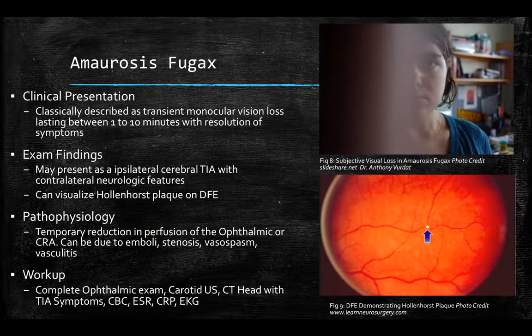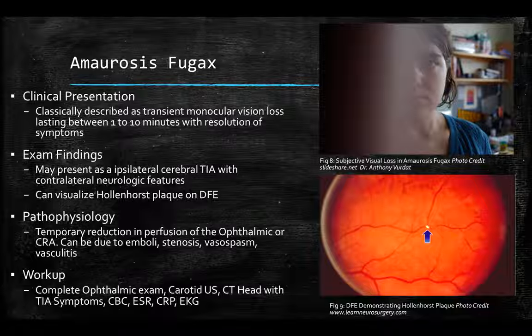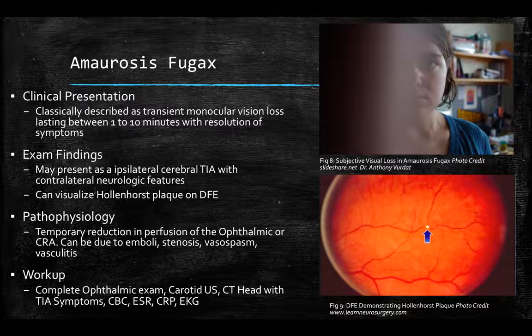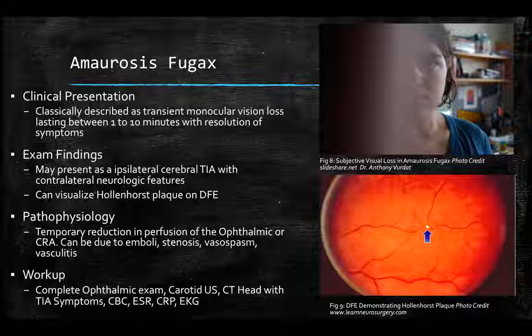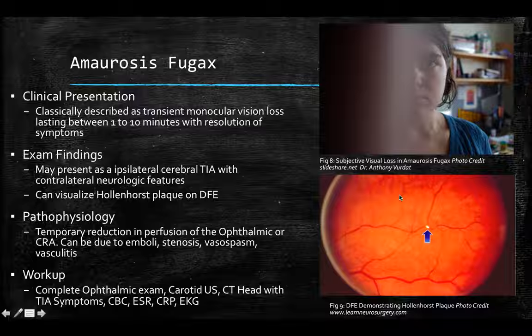So amaurosis fugax is classically described as transient monocular vision loss that lasts between 1 to 10 minutes with complete resolution of symptoms. Again, different from the retinal detachment because the symptoms are resolved. The key exam findings that you'll see: they may present as an ipsilateral cerebral transient ischemic attack with contralateral neurologic features. So just like patients who develop central retinal artery occlusion, this is similar to a mini stroke, essentially. And in many situations, you can visualize what's known as a Hollenhorst plaque on a dilated fundus examination.